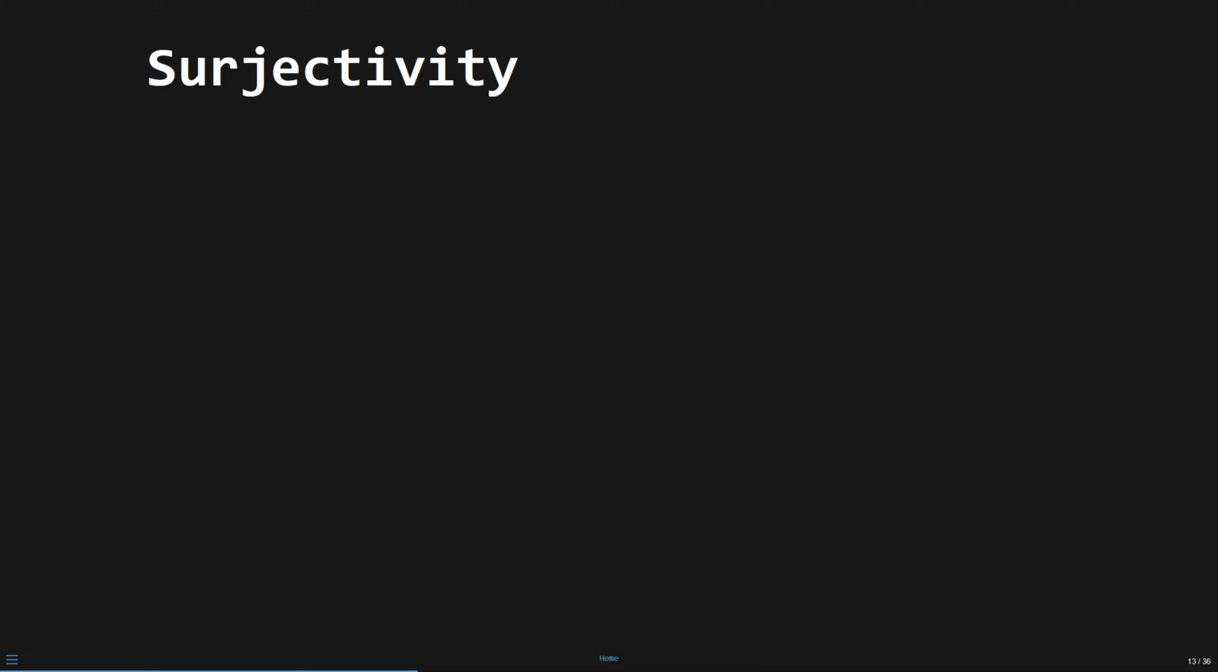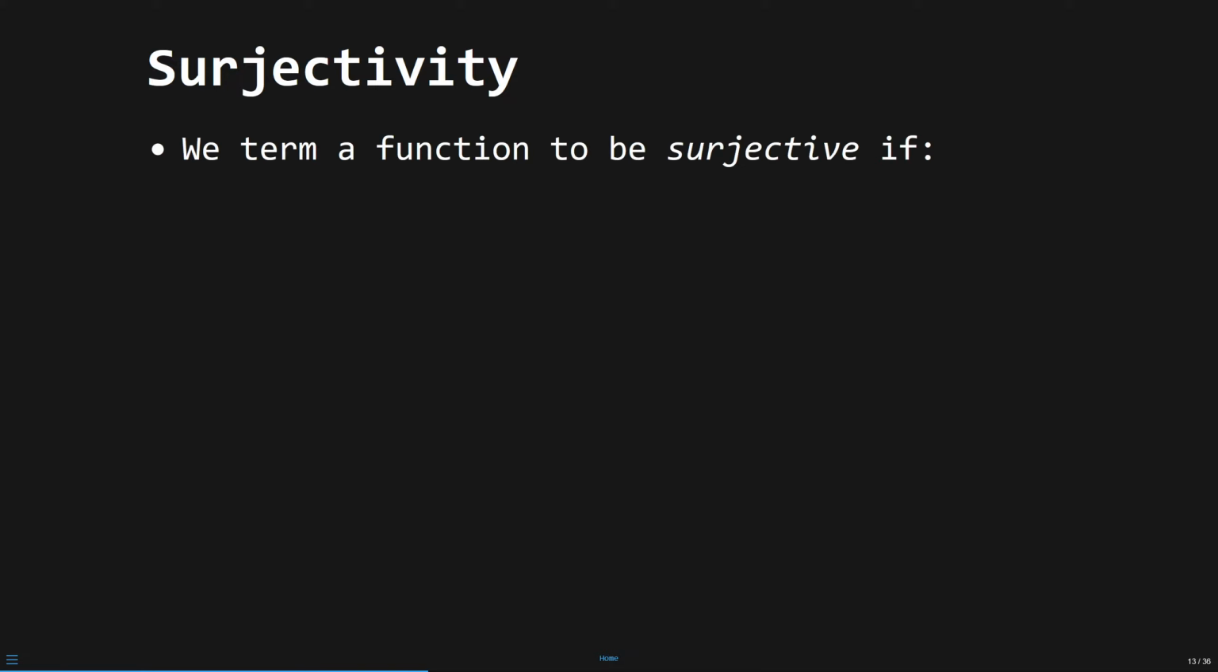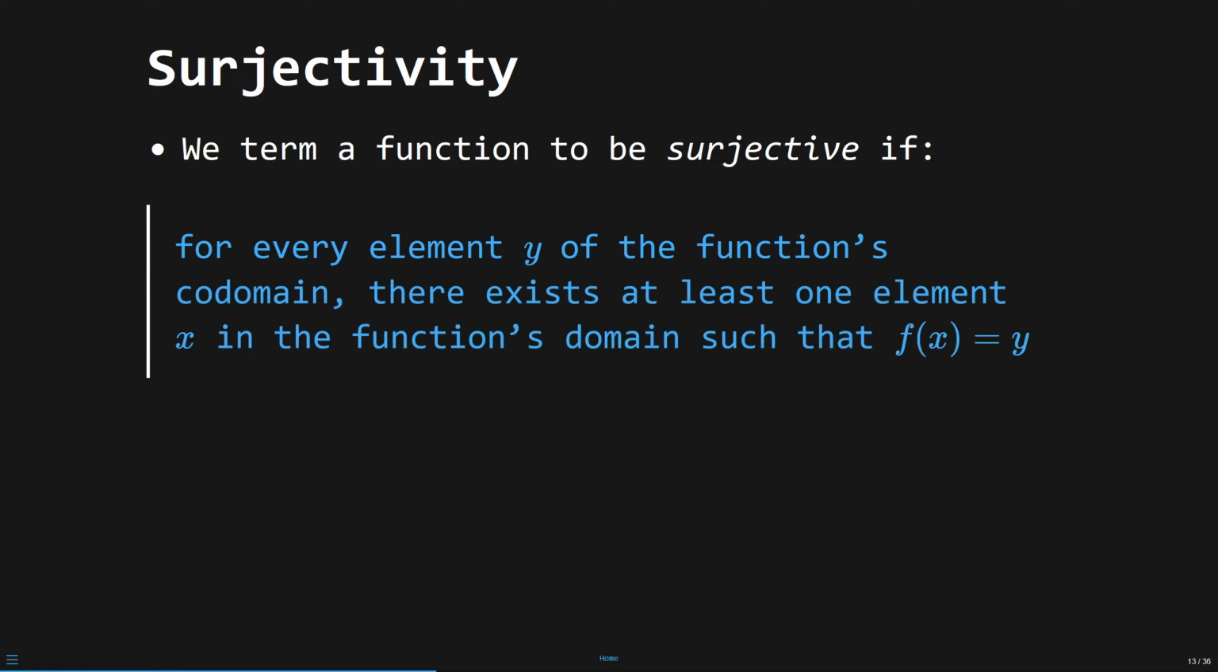Right, so we're going to take surjectivity. We're going to term a function to be surjective under the following conditions. For every element y of the function's codomain, or as we have termed it, the set of destination, there exists at least one element x in the function's domain, such that f of x equals y.